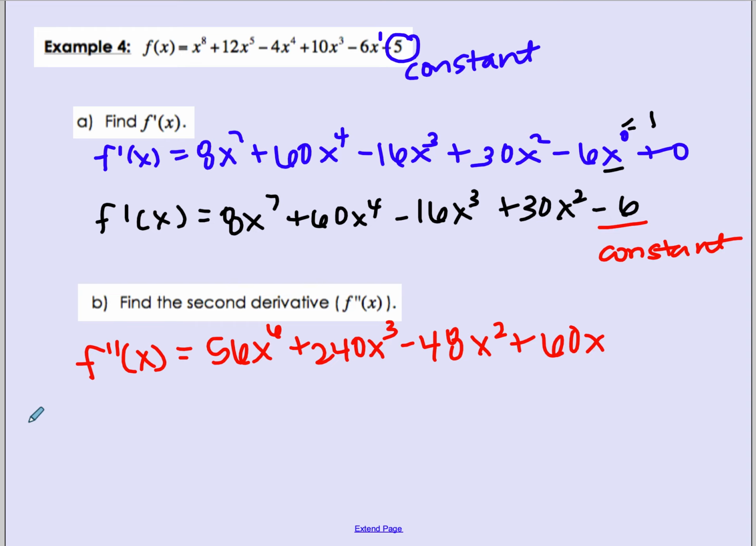Okay. So a little bit in this video, we did first and second derivative, as well as our sum and difference rule. Okay, so if we have a polynomial, what you do is you guys just take the derivative of each monomial individually and keep adding or subtracting them. Okay, that is example 4.